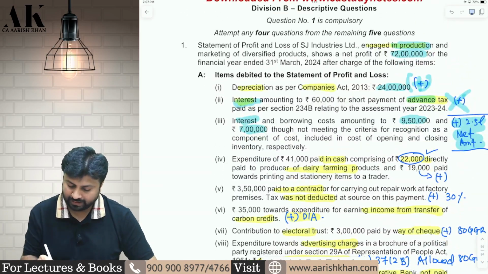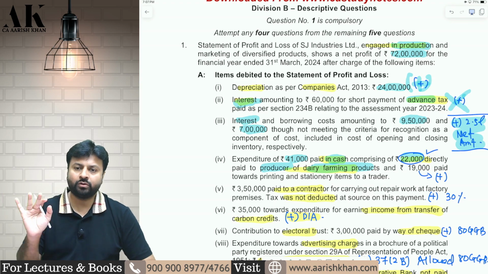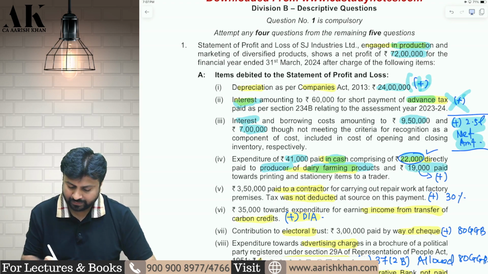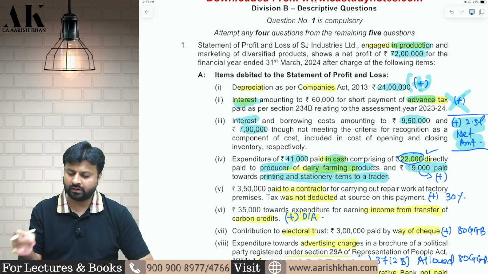Next one, you are paying total 41,000, out of which 22,000 cash is paid for procuring dairy farming product from the producer. It is exempt. If you buy some dairy farming product from the producer of the dairy farming, it is covered as an exception in rule 6DD, therefore you can pay that. Next, 19,000 you have paid towards printing and stationery items. That is not allowed. More than 10,000 rupees is disallowed under 40A(3).